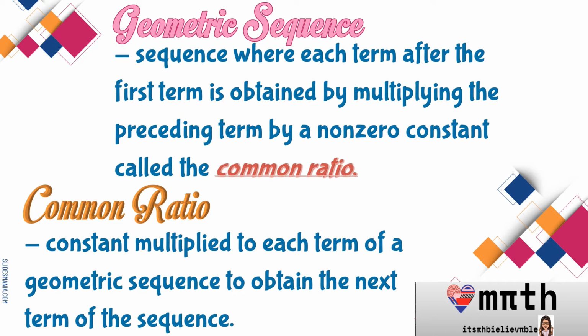Therefore, in order for us to get the next term of a geometric sequence, we just simply multiply by the common ratio. And for us to get the value of the common ratio, we just simply divide the consecutive terms of a geometric sequence.